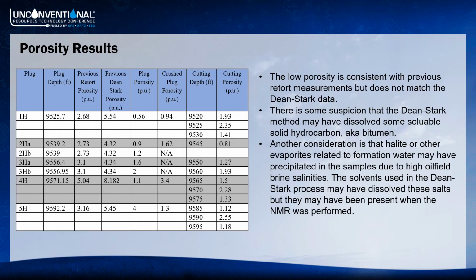There is some suspicion that the Dean Stark method may have dissolved some soluble solid hydrocarbon, aka bitumen. Another consideration is that halite or other evaporites related to formation water may have precipitated in the sample due to high oil-filled brine salinities. The solvents used in the Dean Stark process may have dissolved these salts, but they may have been present when the NMR measurements were done.